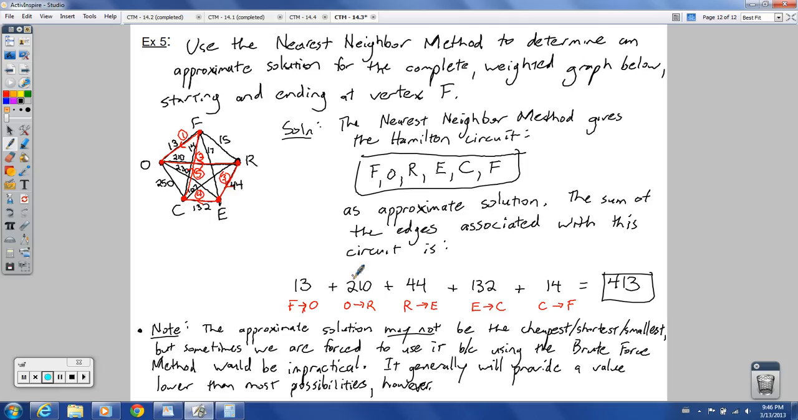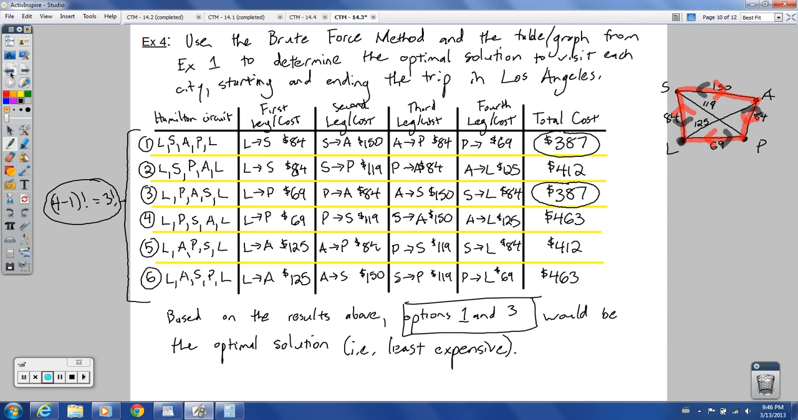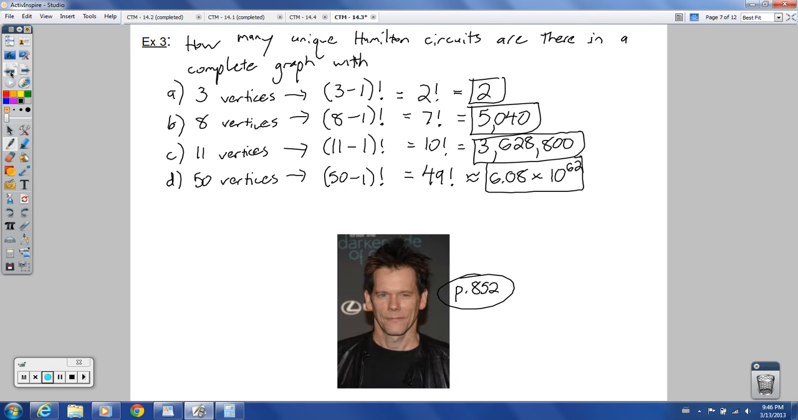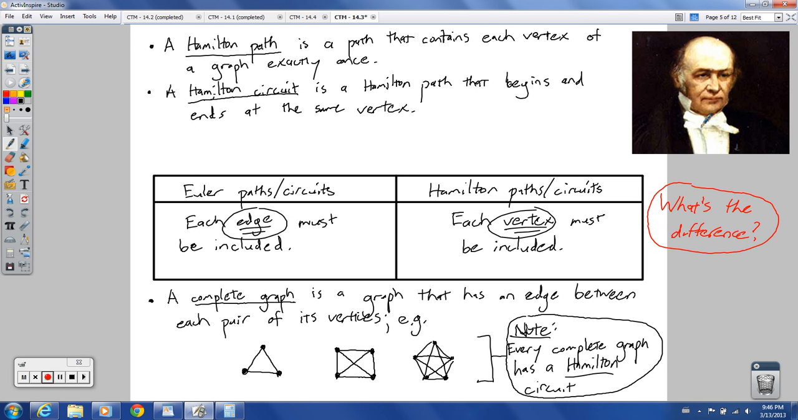There's 6 more examples in the book. Don't forget about that Kevin Bacon thing. I think that's totally worth reading on there, and hopefully that will be helpful. Also, if you have time, read the profile and mathematics part on page 850 about this guy here. Got a lot of slides in this one, not Bacon. This guy is William Rowan Hamilton. This is who these things are named after. So some pretty fascinating stuff.